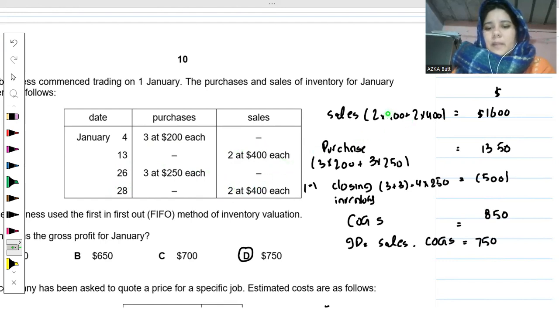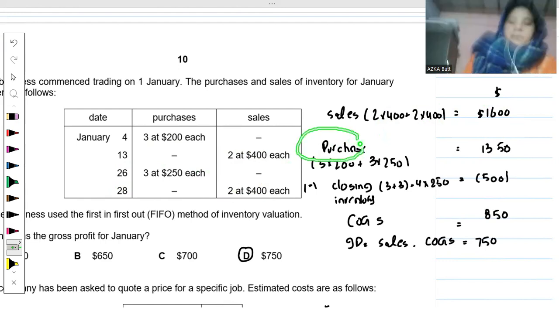So what does it mean? 2 multiplied by 400, 2 multiplied by 400, 800 plus 800 is equal to 1600. So it means that this is the sales for January. And after that, we have to record the purchases for this month also.